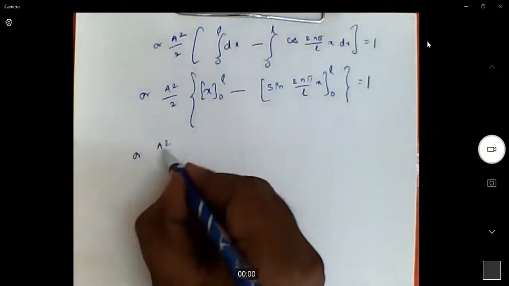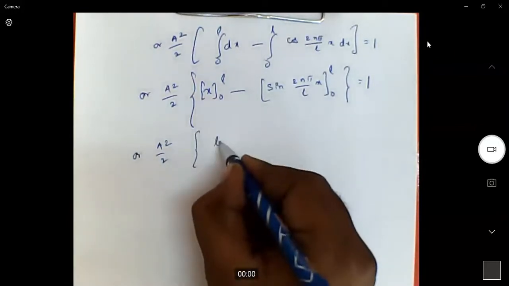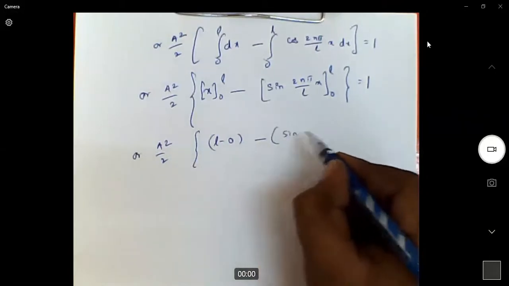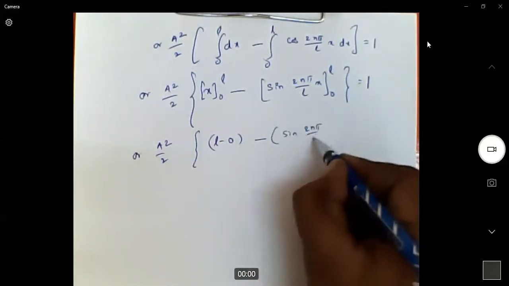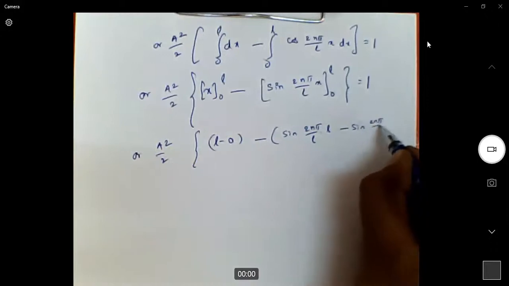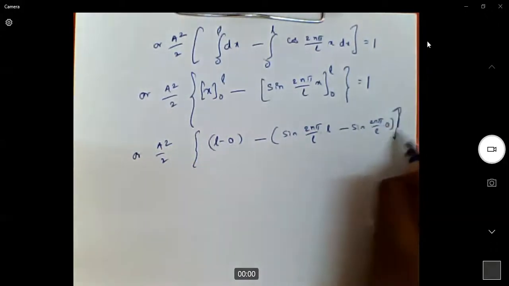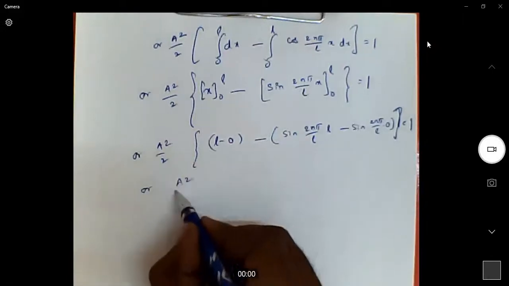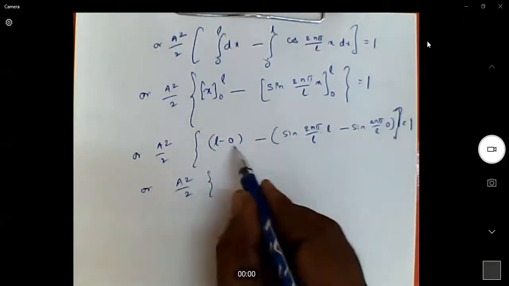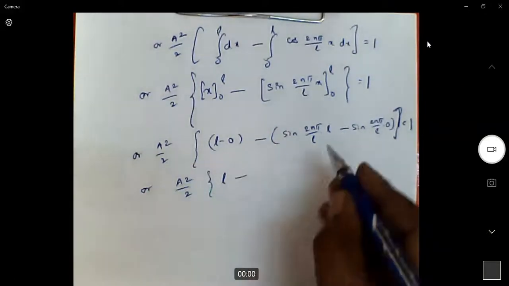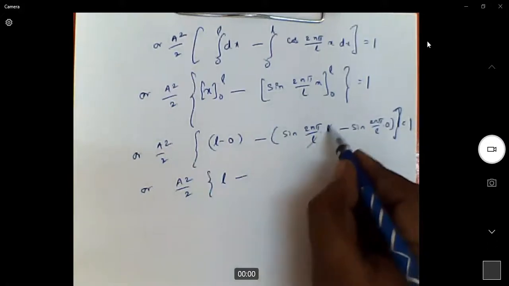Or a squared by 2 into L minus 0, minus sin(2n pi by L into L) minus sin(2n pi by L into 0) is equal to 1. So when we substitute the limits, we will get this equation. Or a square by 2, we will try to simplify this. L minus 0, it is L. We will get L and L will get cancelled.